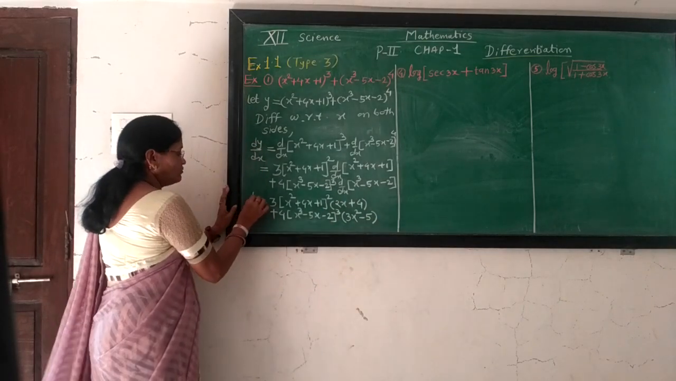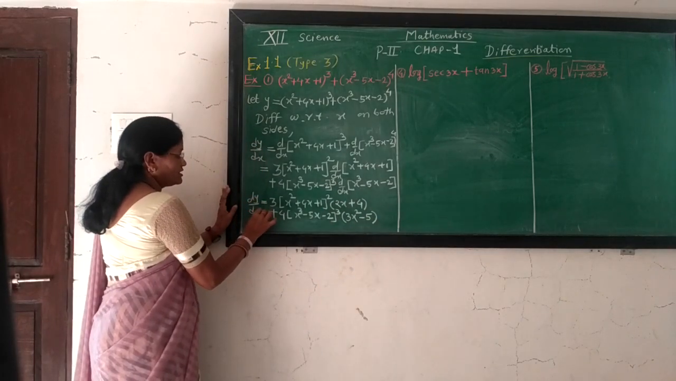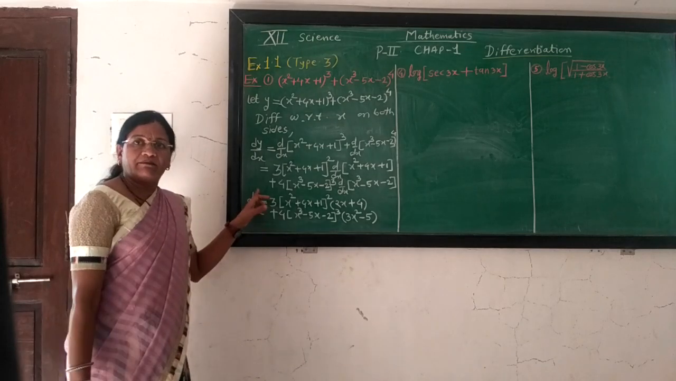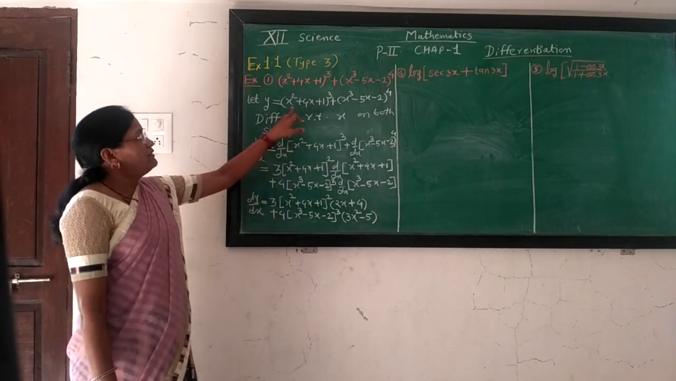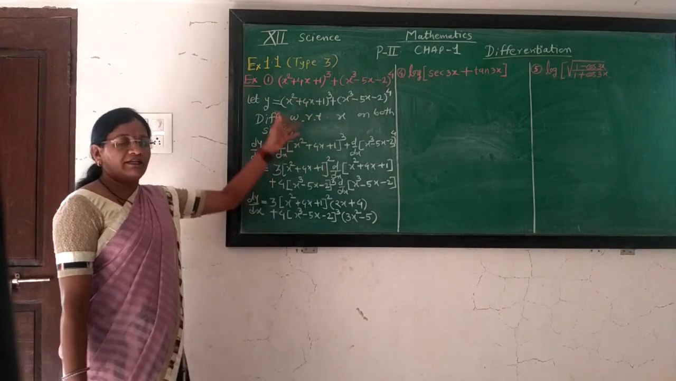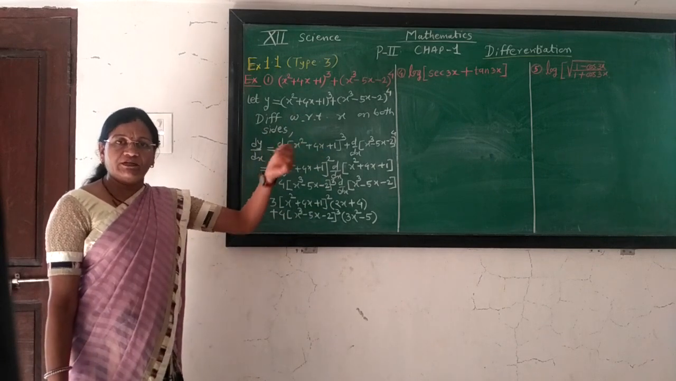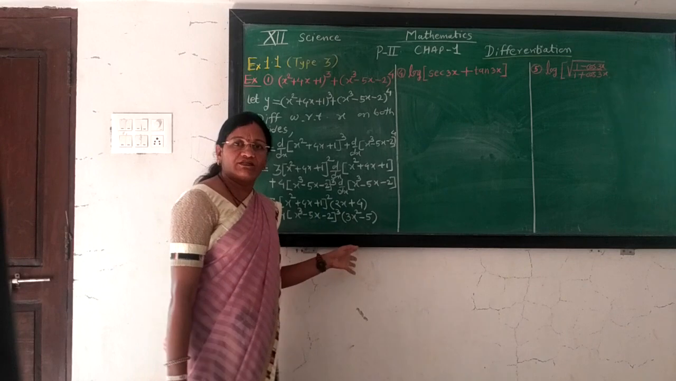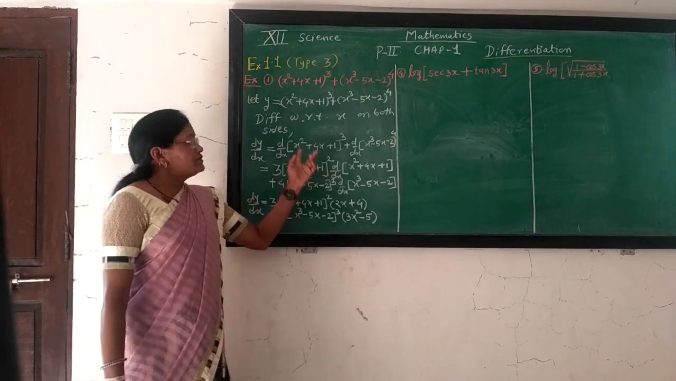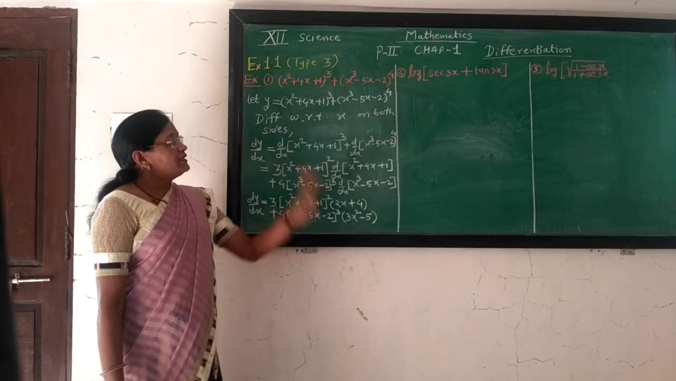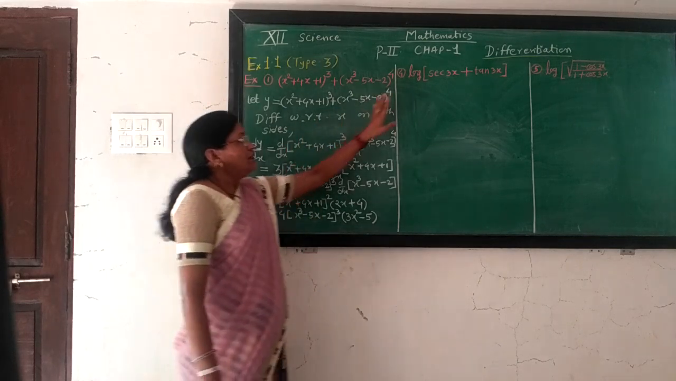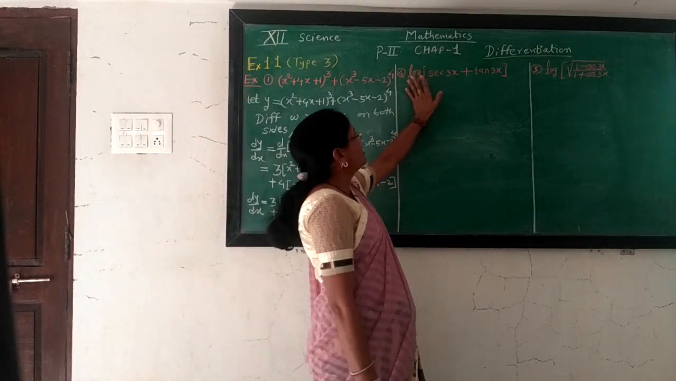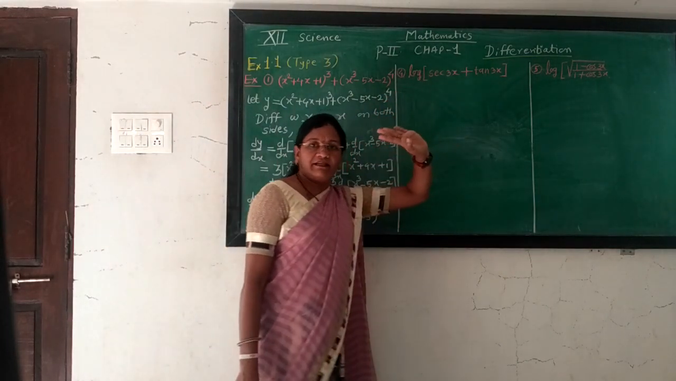Here we apply the rules u plus v, u upon v, u into v. You know these rules from the 11th standard, and we used them in the previous exercise. We saw that example. Now we take the next example, to find the derivative of log of (sec 3x plus tan 3x).